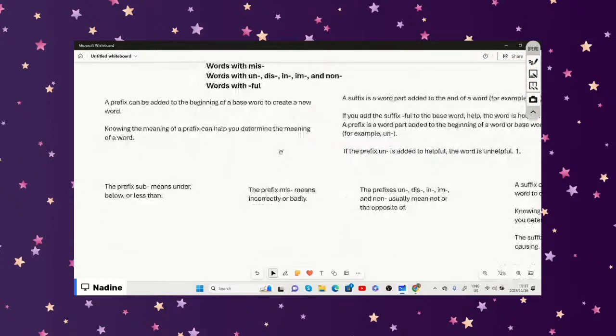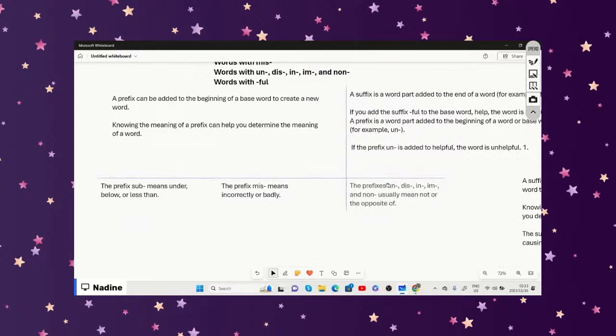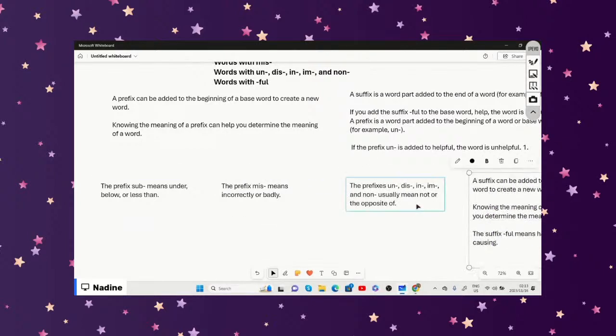Right? So now we're going to look at our prefixes and suffixes. So the prefix sub, right? So the prefix sub, it means under, right? It means below, or it means less than.